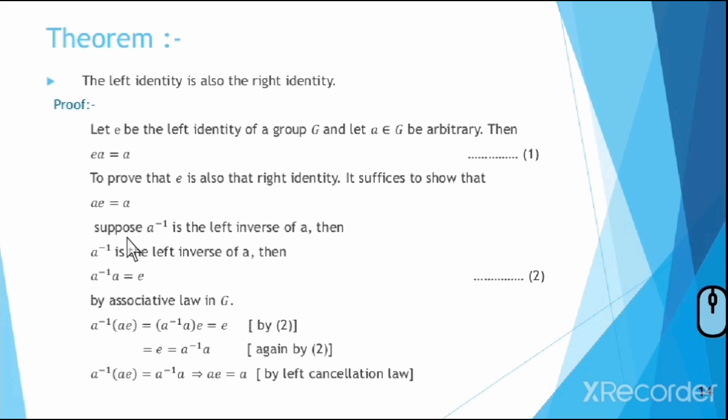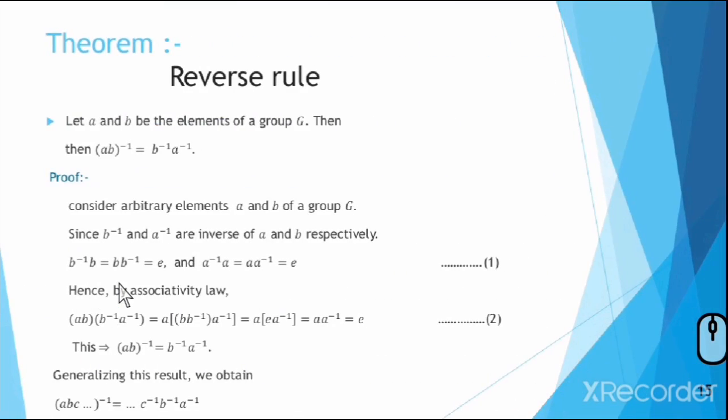Suppose A inverse is the left inverse of A. Then A inverse A is the identity. By the associative law, A inverse A is again A inverse of AE, which equals E. So A inverse A will be E, and A inverse A is again A by left cancellation laws. I think it's very clear. So AE is A. This shows that the left identity is also the right identity.